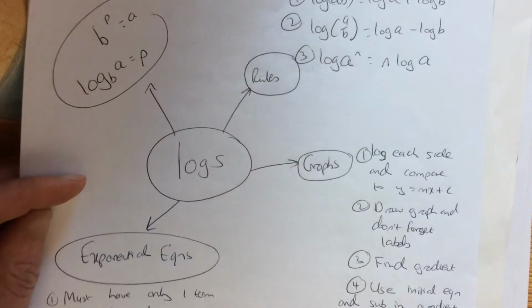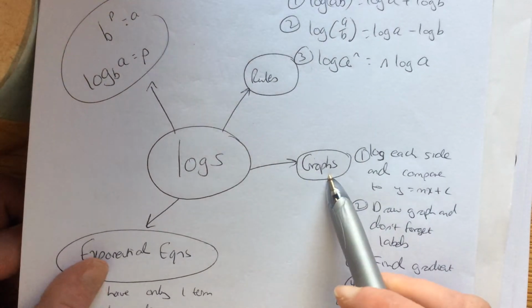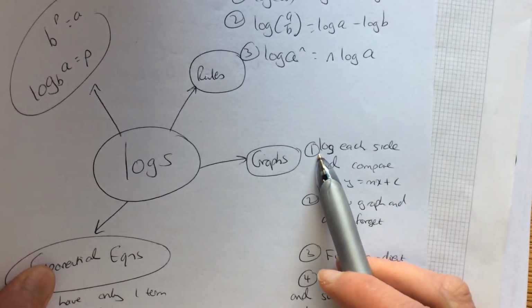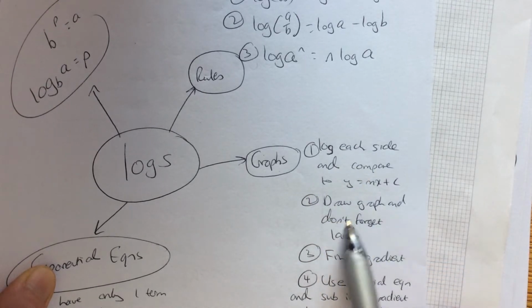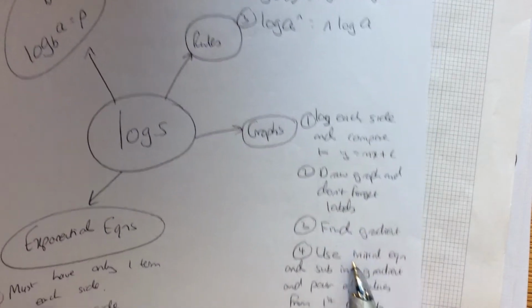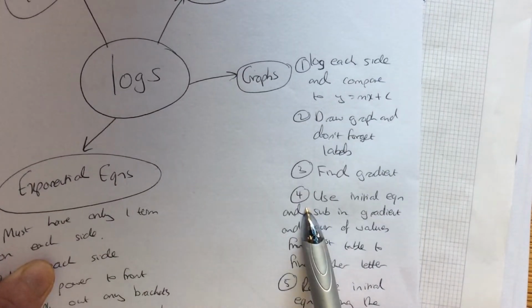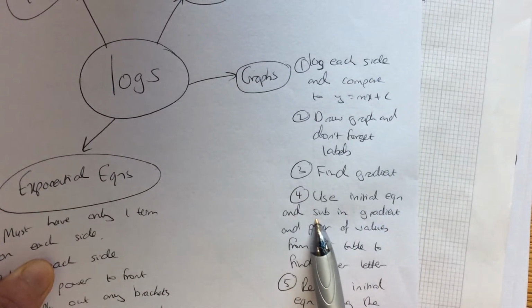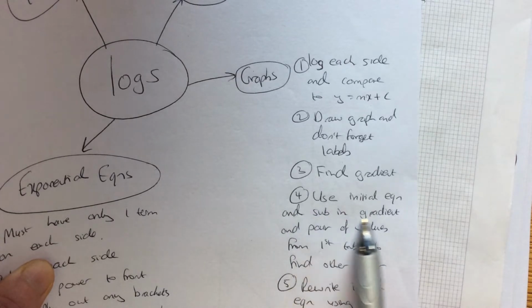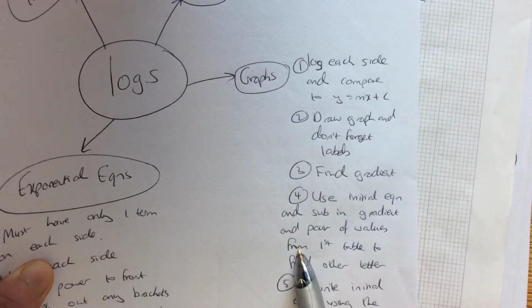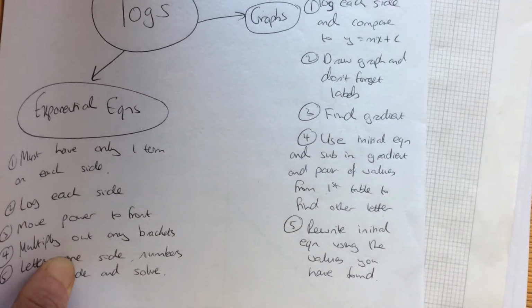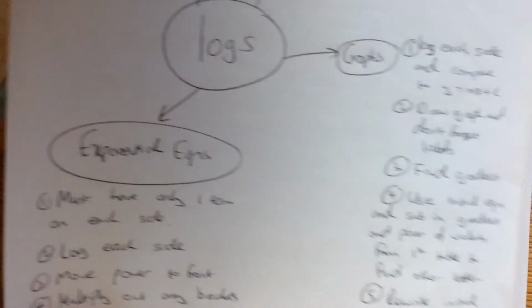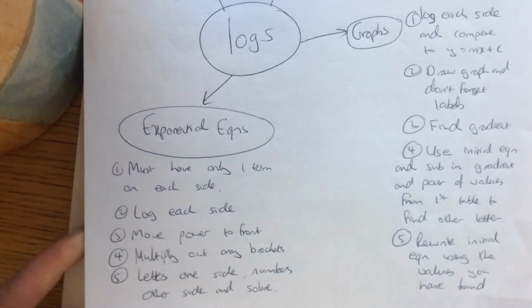Now, what could you be asked to do in logs? You could be asked to do the log graphs. To do that, you log each side and you compare it to the equation of a straight line. You draw your graph and don't forget your labels. You find the gradient. You use your initial equation, the one that they give you in the question, sub in your gradient and any pairs of values from the table to find out the other letter. And you rewrite the initial equation using the values you've found. Now I will go through this with you when we're doing the question.